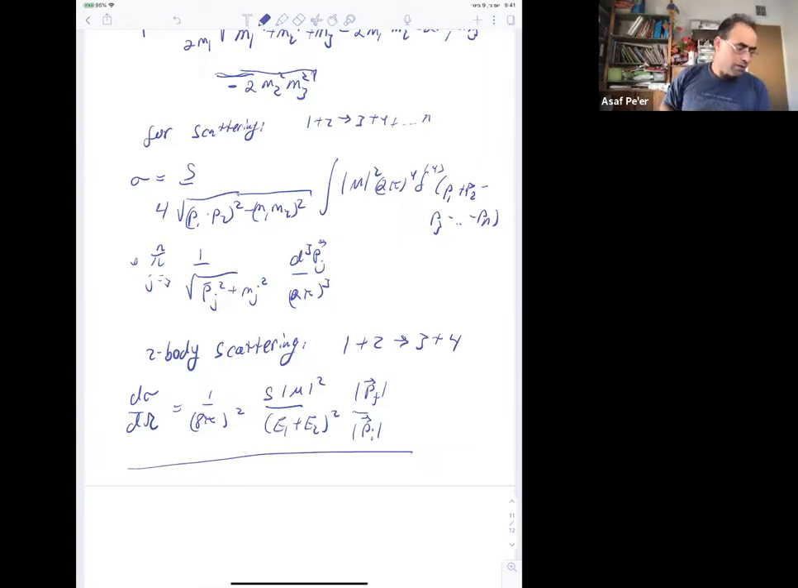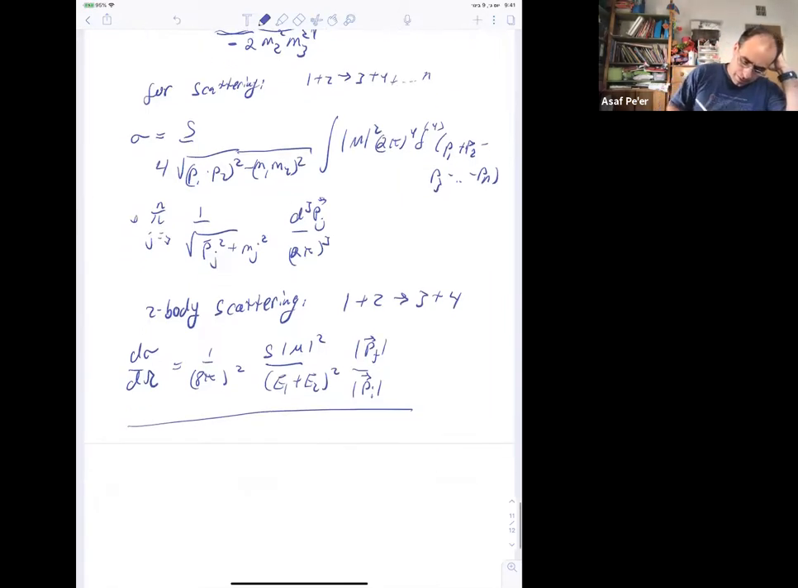Okay, but one thing I want to say before I show you how to calculate it is that this amplitude has somewhat strange dimensions that depend on the number of particles involved. So just as a comment, the dimension of M.